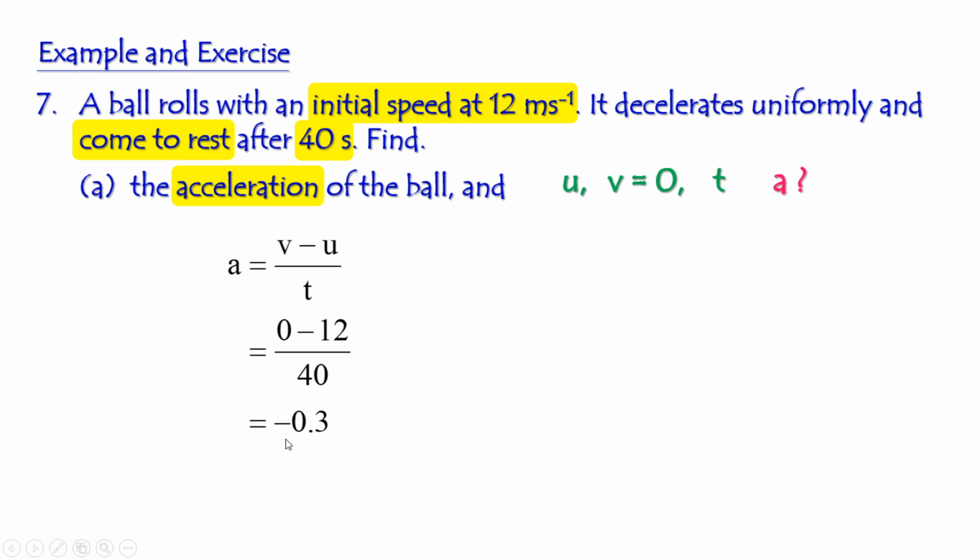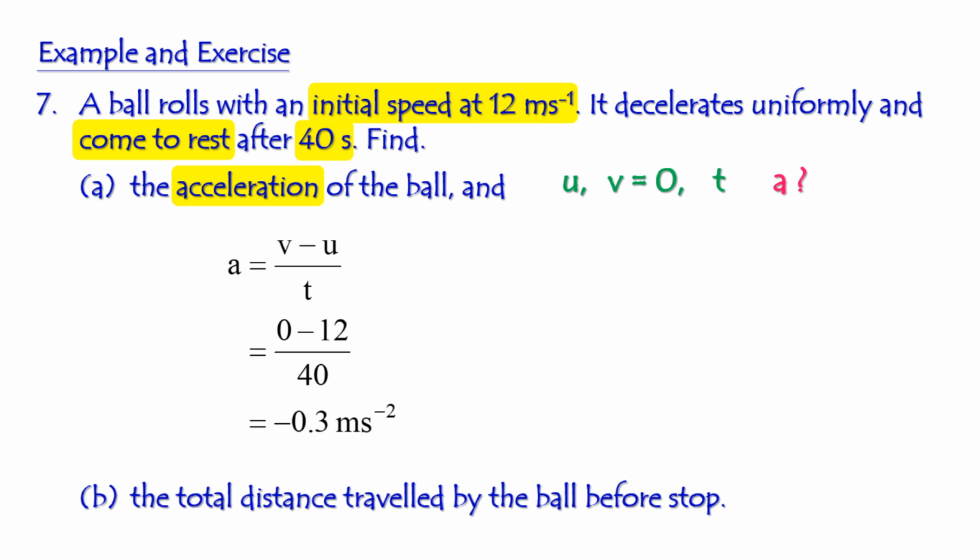Now don't be worried, okay, about the minus sign. It stands for the deceleration. So there should be a minus sign. If there is no minus sign, then you may make a mistake in your calculation. The unit for the acceleration of minus 0.3 is meter per second square again, okay?